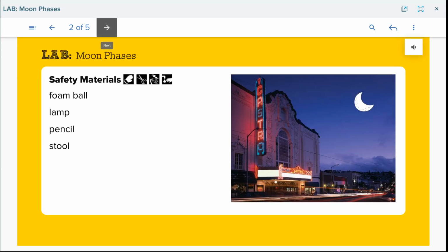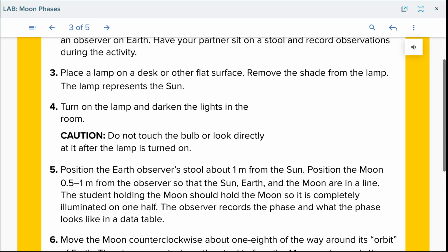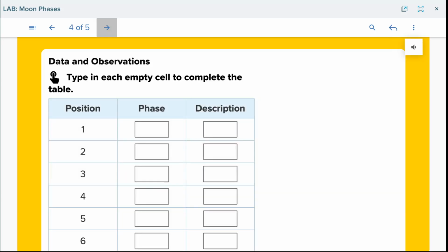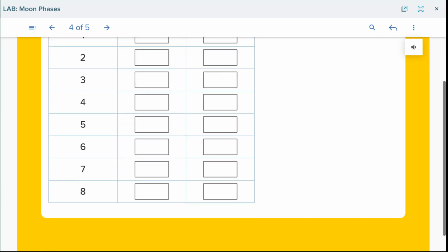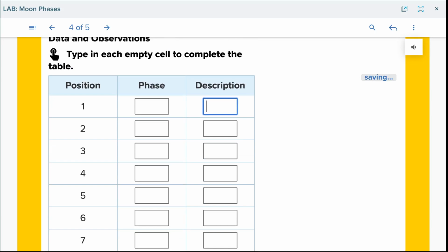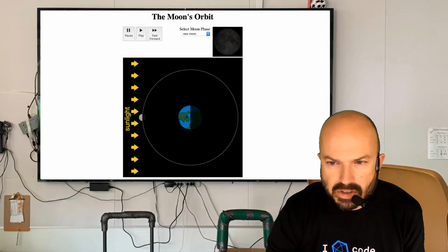Okay, we're actually going to do this virtually. So I'm going to show you, and you're going to record. You should be on this data and observation here, and you're going to be writing a description of what we see as we move the moon around. In order to do this, let's go to the classroom and check out something I've got up on the display.